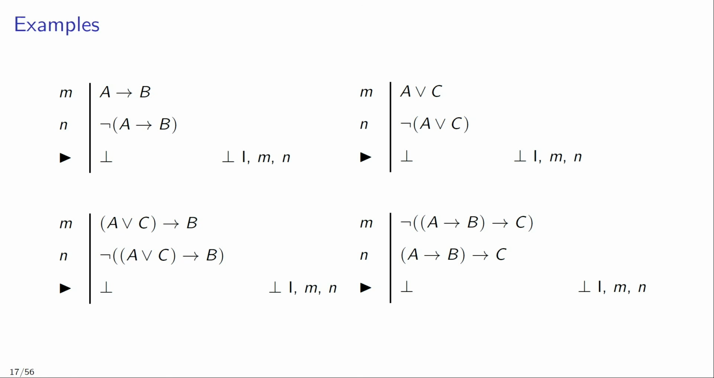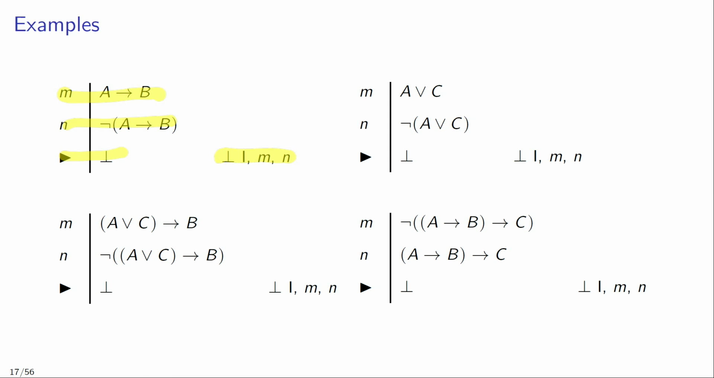So here are a couple of examples illustrating the use of this rule. Suppose that in line M you have the conditional if A then B, and in line N you have the negation of this conditional. It's not the case that if A then B. You can then infer bottom and justify that inference by citing bottom introduction as applied to lines M and N.